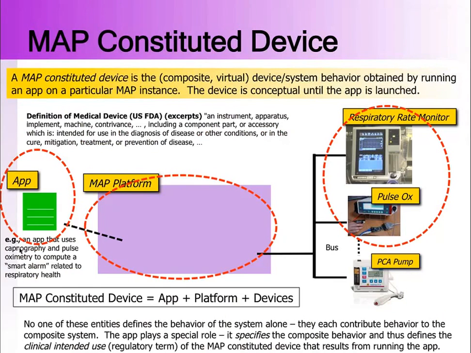They each contribute behavior to the composite system. And it's important to note that in our view of the world, the app plays a special role. In other words, it is the thing that specifies the composite system behavior, and thus the app developer is responsible for making the overall system safety argument for the systems that it will generate when it runs on the platform.